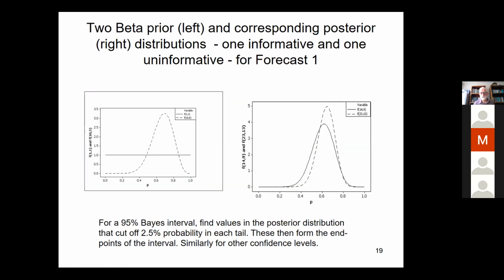And over here, I've got the posterior distributions. This is combined, these two things over here, with the likelihood. And how do you get your interval? Well, if you're doing a 95% interval, you chop off 2.5% in that tail, 2.5% in that tail, and wherever that lands, that's your interval.